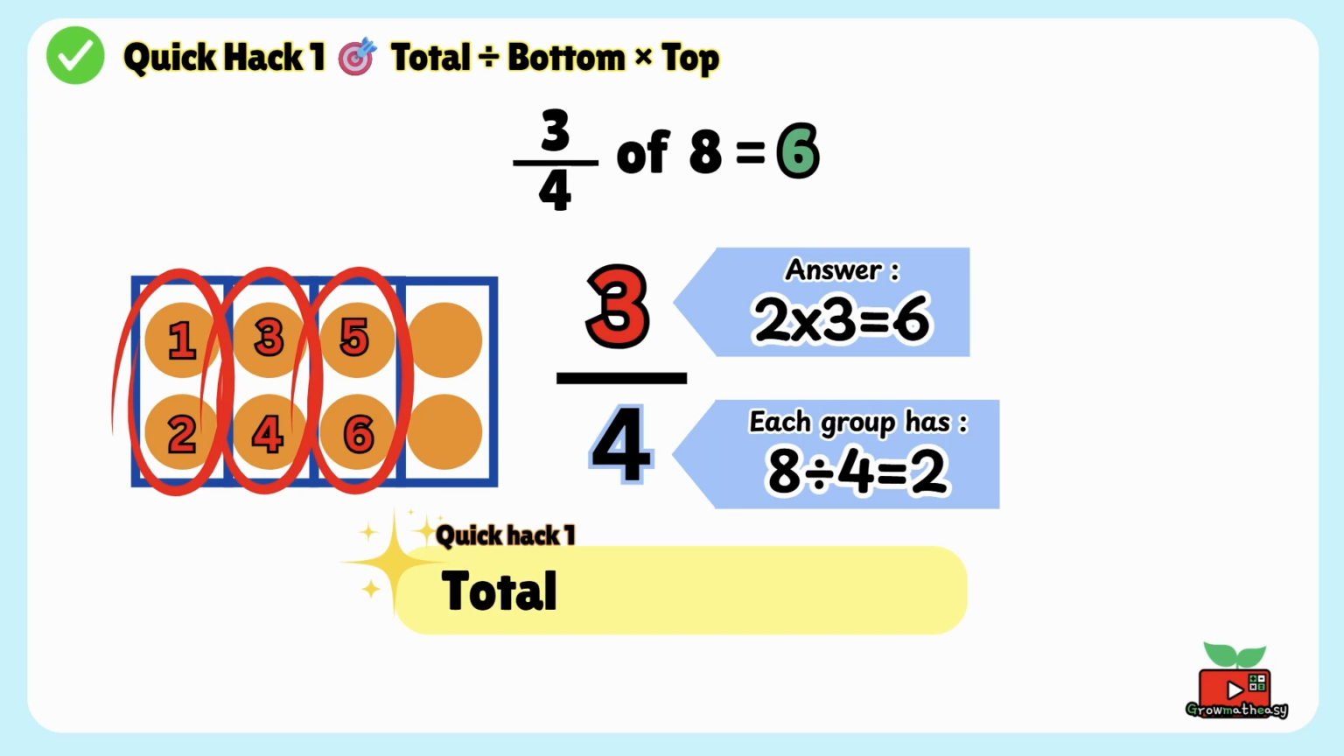Take the total divided by the bottom number to find how many items are in each equal group. Then multiply by the top number to find the total items in the groups we have. That's how we find a fraction of an amount, quick and easy.